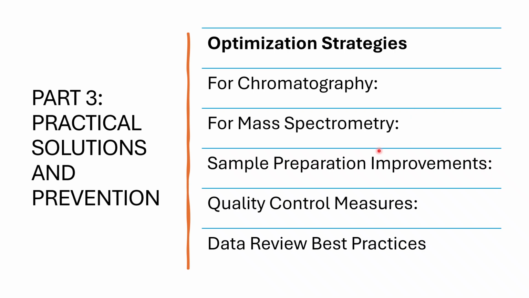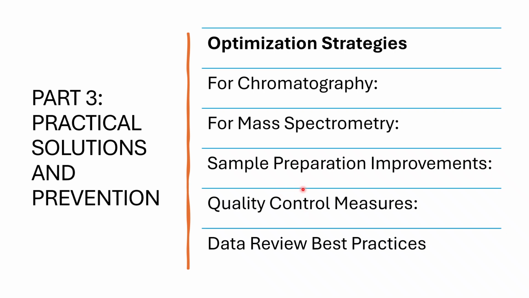Second is for mass spectrometry. Optimize your MSMS transition by evaluating multiple fragment ions and selecting the most specific. Adjust collision energies for maximum specificity versus sensitivity. Use high-resolution mass spectrometry when available. It dramatically reduces false positives. Employ polarity switching carefully and optimize source parameters for each analyte.